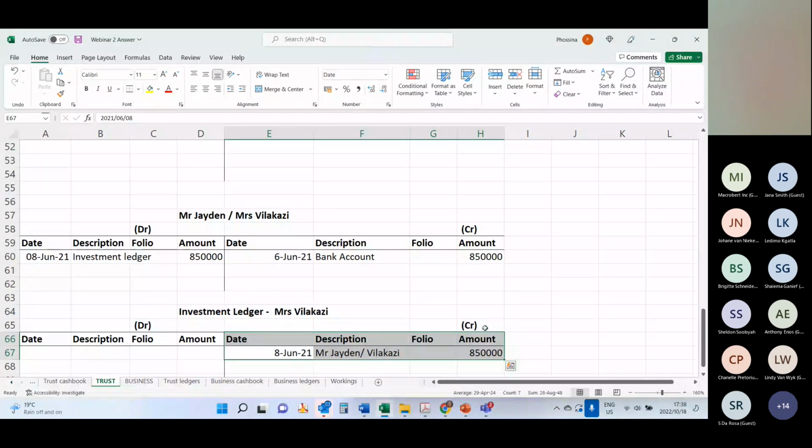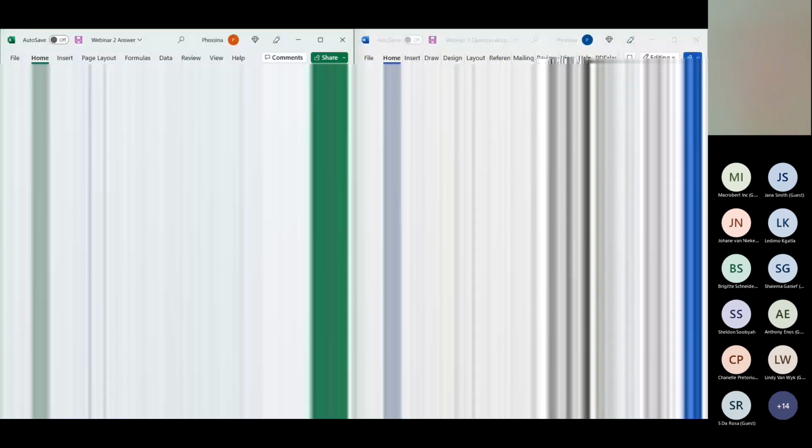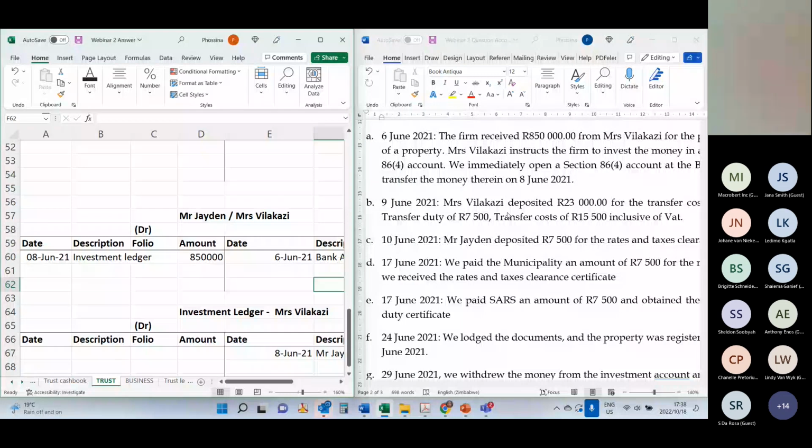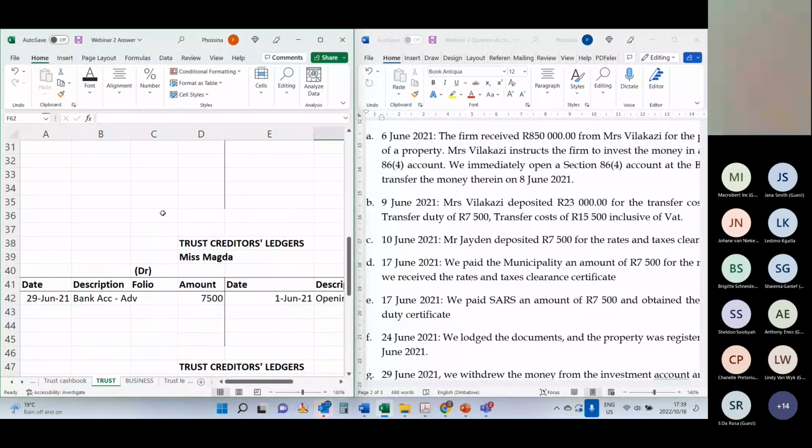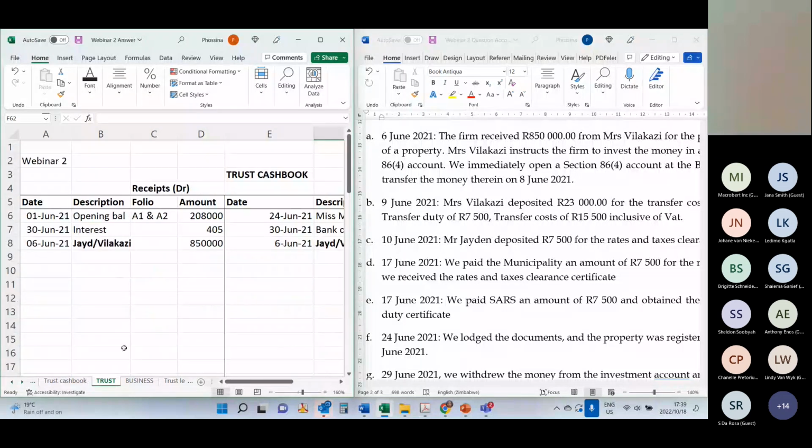We can proceed. Okay, the other transactions are simple transactions. Like 9 June 2021, Mrs. Vilakazi deposited 23,000 for the transfer costs. So we are told transfer duty 7.5, transfer costs, which are your fees, your petties, things that you pay, 500. So if you add it up, it gives us back 23,000. For us to record it, the split is just done for you to know that this was meant for that, this was meant for that.